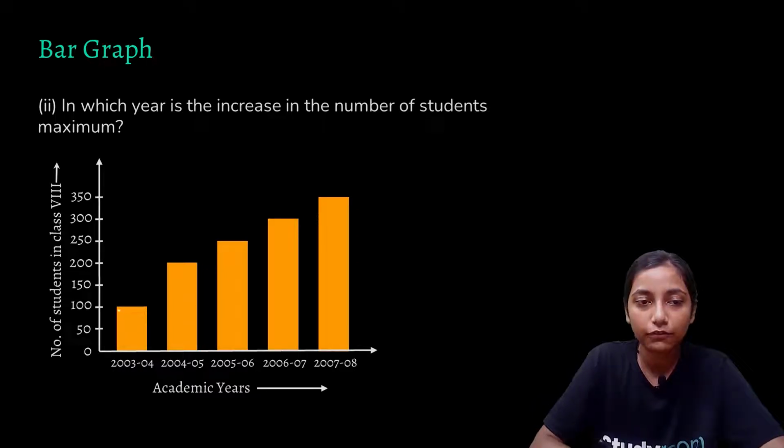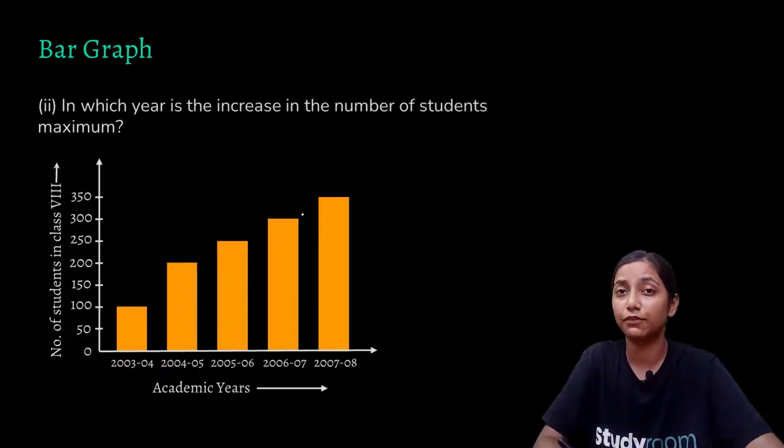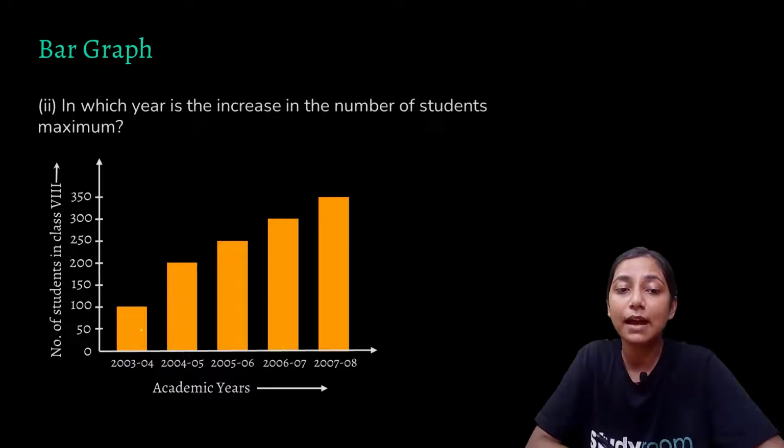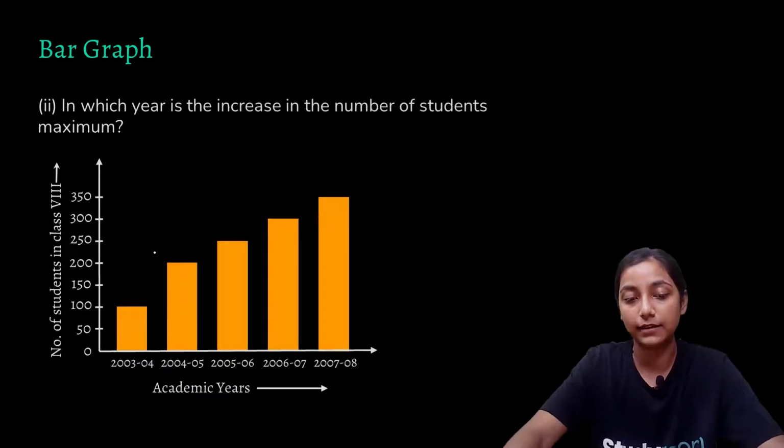First of all, in 2003-4 it was 100, and then in 2004-5 it became 200. From 100 to 200, here 200 to 250, and here 250 to 300, while again in the next session it was 300 to 350. So we can say that the maximum increase happened from 2003-2004 to 2004-2005, because earlier it was 100 and then it became 200 students, while in all the other sessions the increase in the number of students is 50. From 2003-4 to 2004-5 it was an increase of 100 students. We can say that from this year, the increase in the number of students is the maximum.